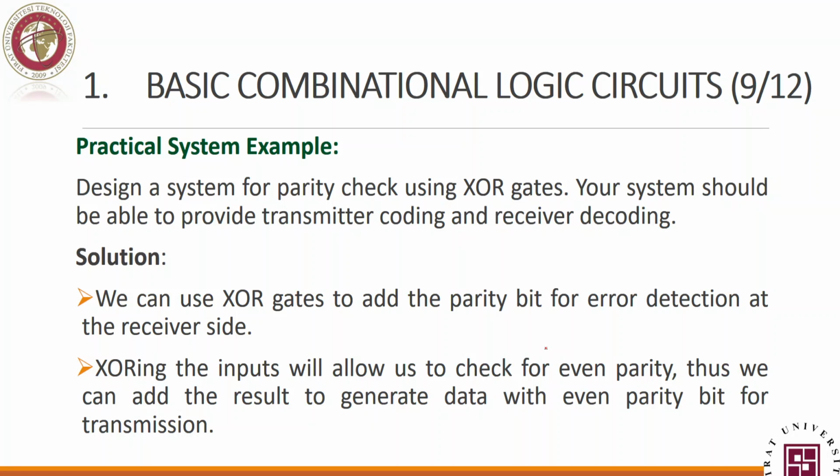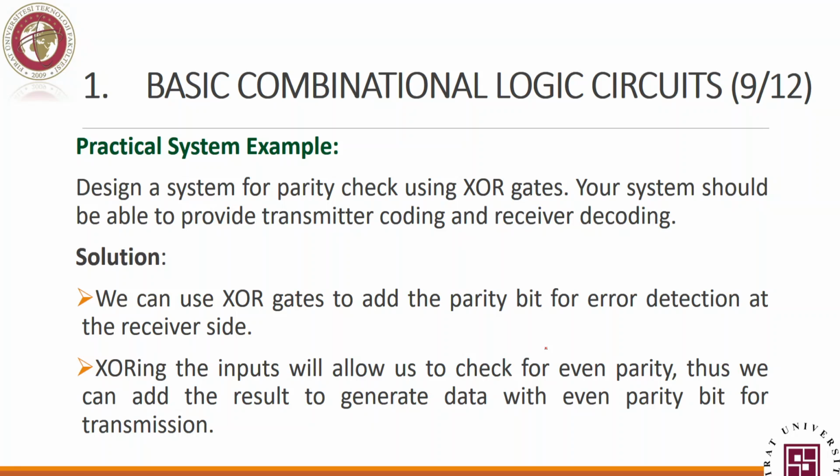All right. Let's take an example of a design. Design a system for parity check. Parity check, you remember we explained about it. It is used for checking if the sent data is correct or not, based on the number of ones or the number of zeros. Now we check the number of ones. So we will check either even parity or odd parity. Even parity means an even number of ones. Odd parity means an odd number of ones.